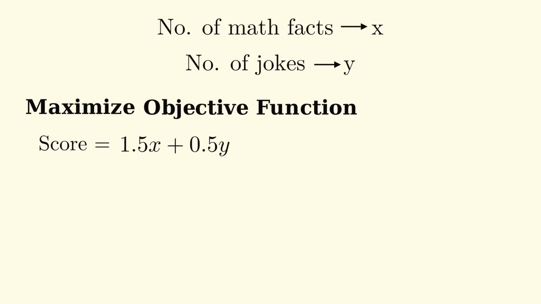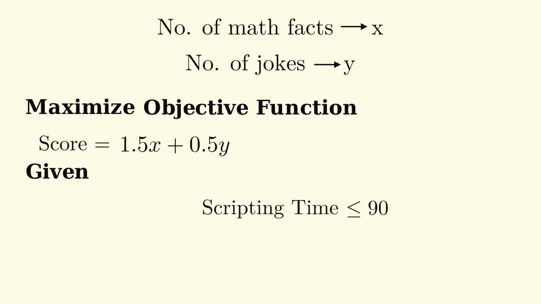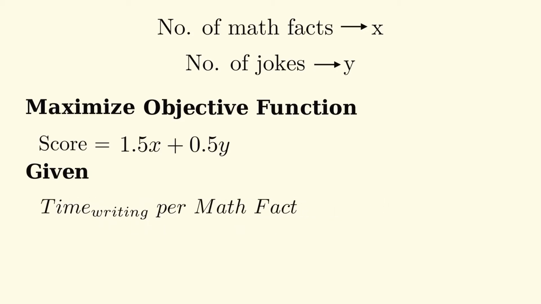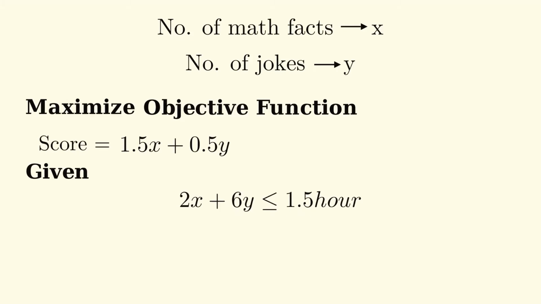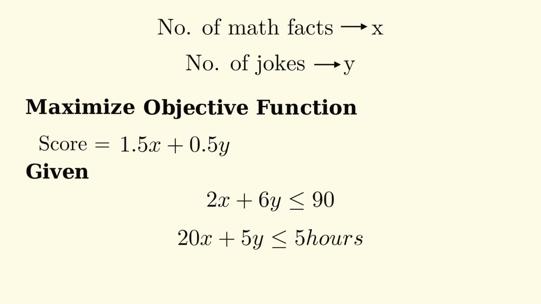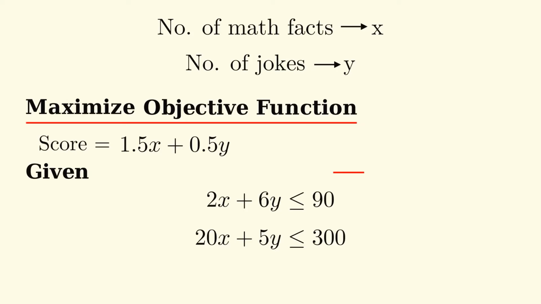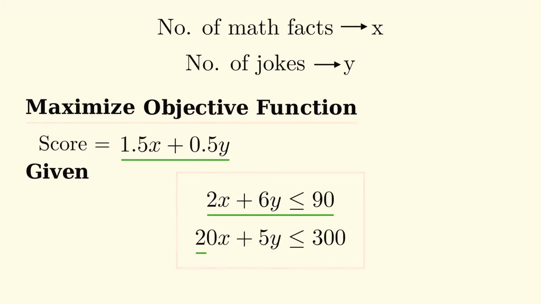So we try to maximize the value of this function under the conditions that the total time of scripting is at most 1.5 hours or 90 minutes. That is, the minutes it takes me to jot down one math fact times the number of math facts in the video plus the minutes it takes me to write down one joke times the number of jokes is less than or equal to 90 minutes. And similarly, the total time of production is at most 5 hours or 300 minutes. So we're essentially optimizing a function under a set of constraints where all the expressions involved are linear. These are linear programming problems, and problems which have this structure come up all the time.